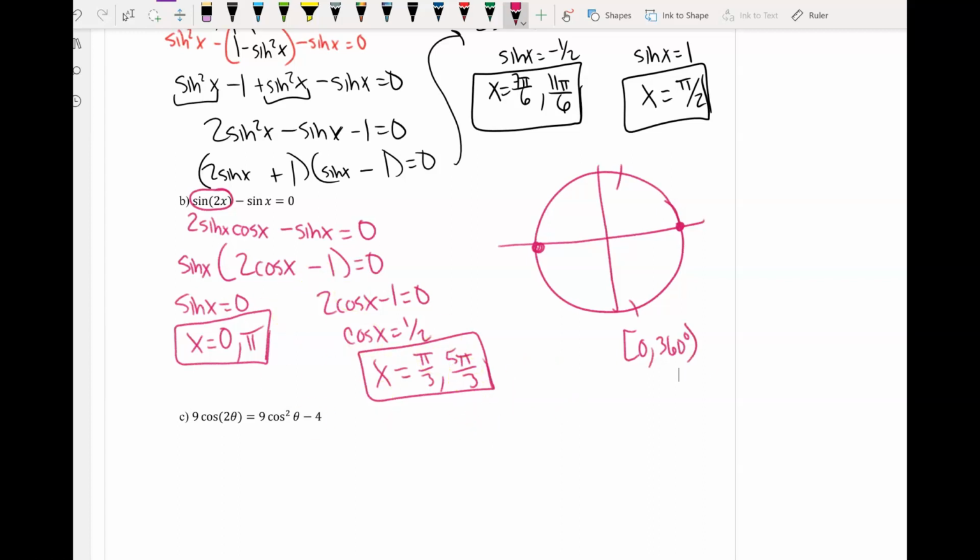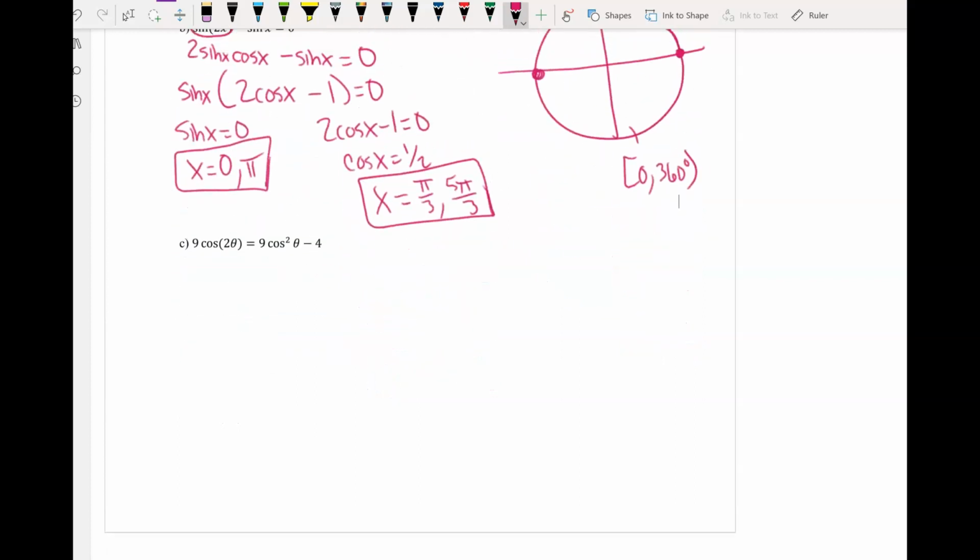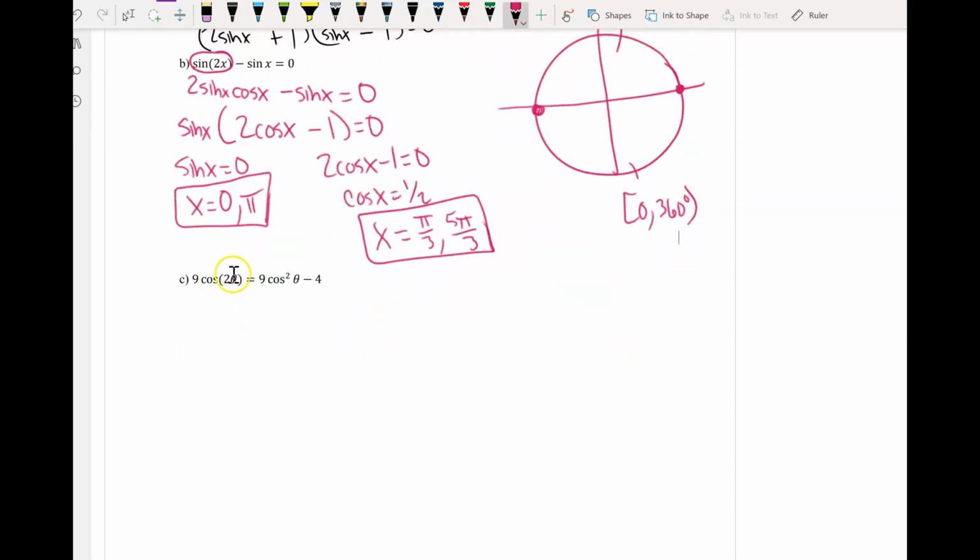Okay, and now let's finally do our last example. Cosine 2 theta equals 9 cosine squared theta minus 4. So here we got to think about how we can reduce this cosine 2 theta into maybe a cosine squared. So let's take a look at our double angle formulas. And if you remember, there's actually 3 formulas for that. So for cosine 2 theta, you can either have cosine squared theta minus sine squared theta.